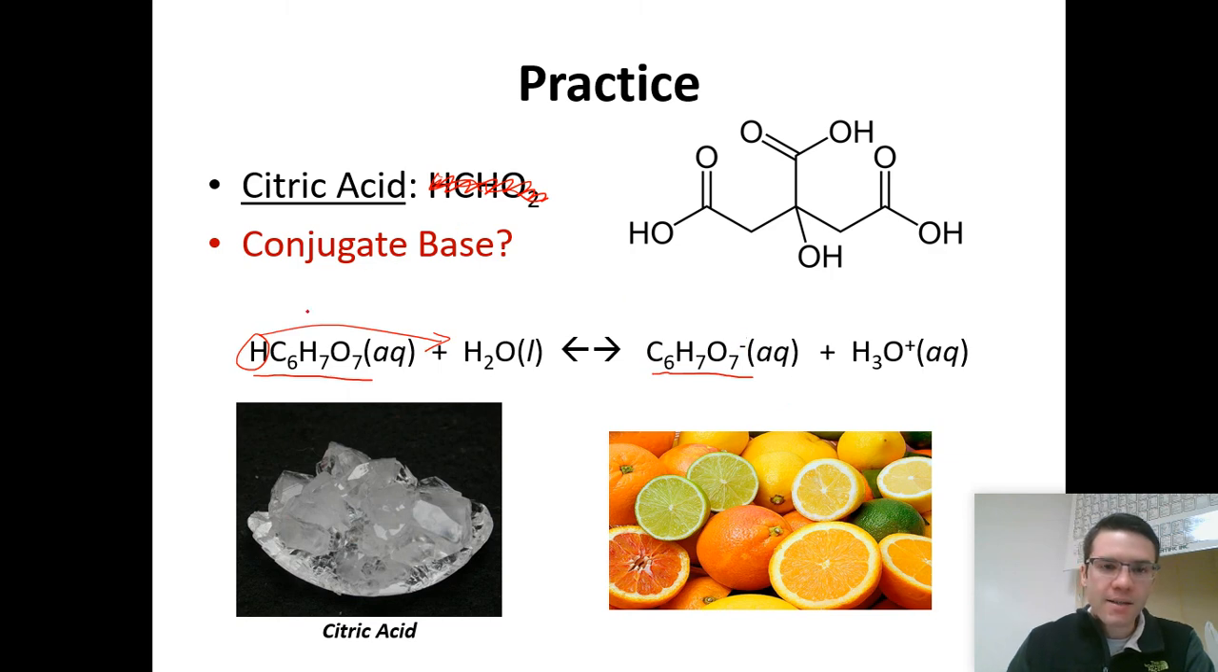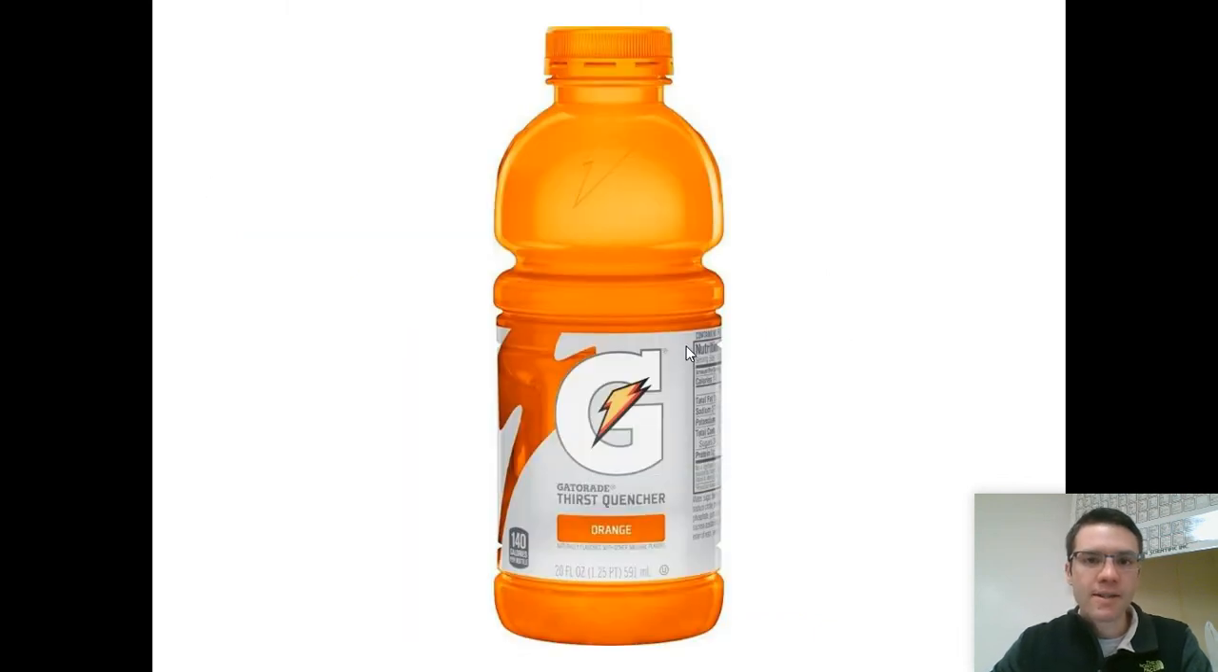And my conjugate base of my citric acid, this is my acid on this side, the conjugate base would be right here. And that's the citrate ion. And see if you can find this: anything that is flavored around your house as a citrus, you'll find probably on your nutrition label citric acid added for that flavoring.